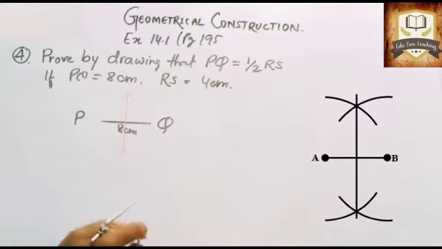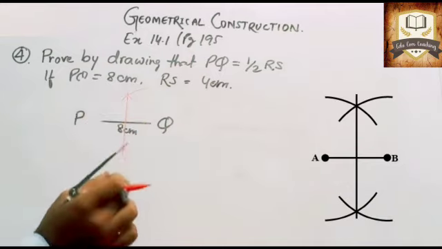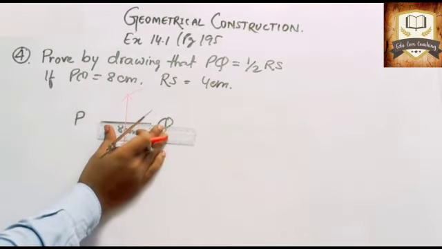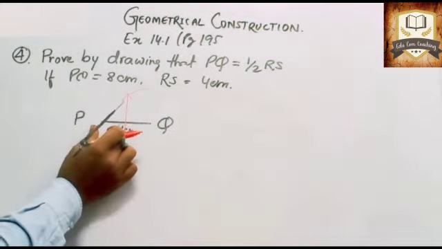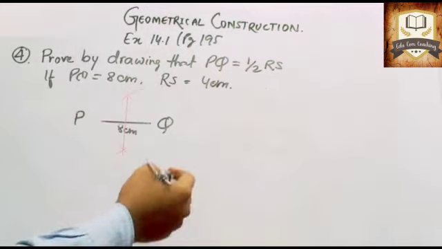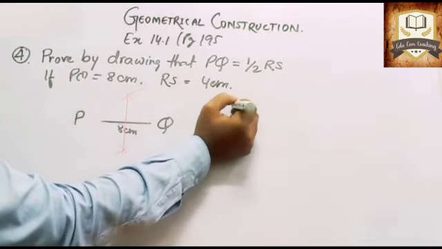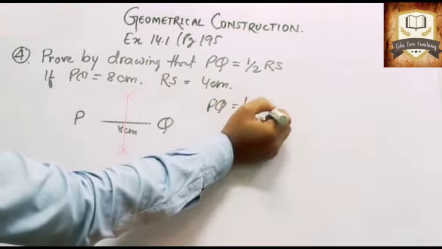Okay, we have bisected. Now we have to measure whether this portion is half of this or not. So measure this one. Look, this is 4 cm. So this is half of RS. So we have proved that PQ equals half of RS.